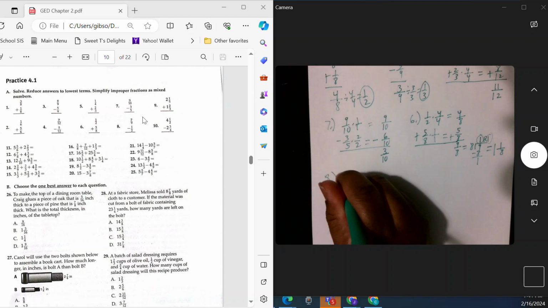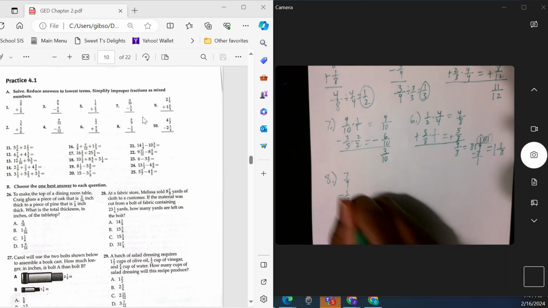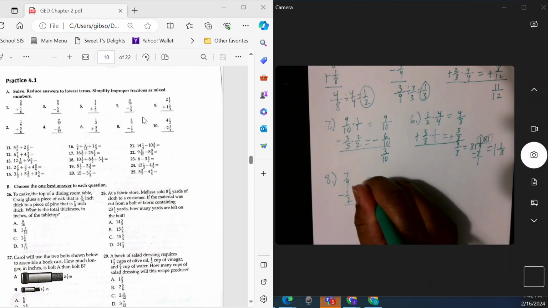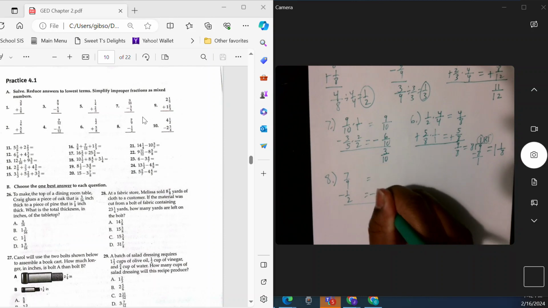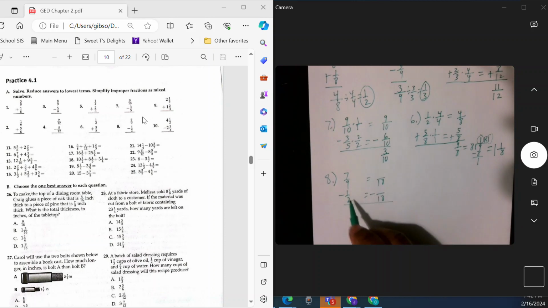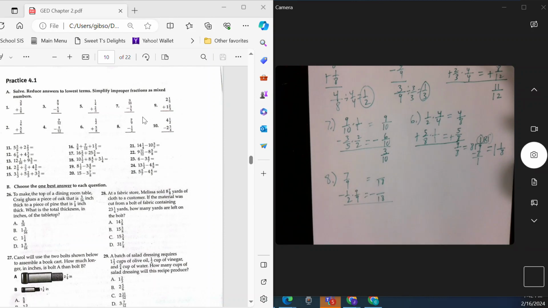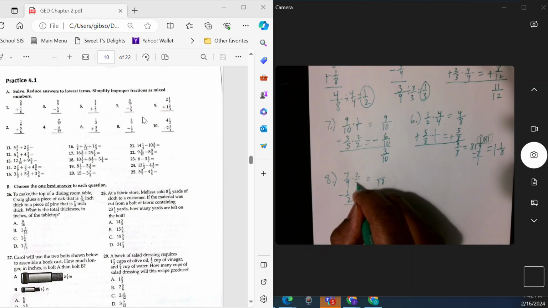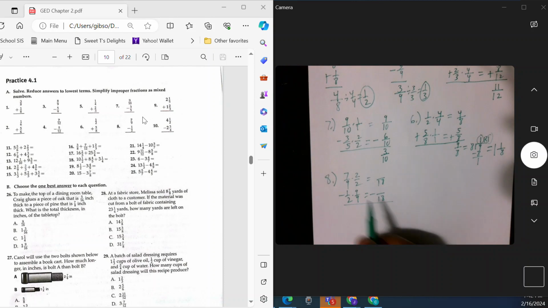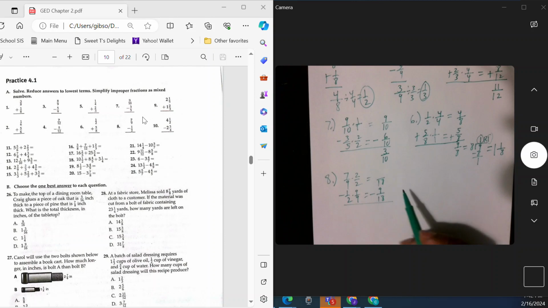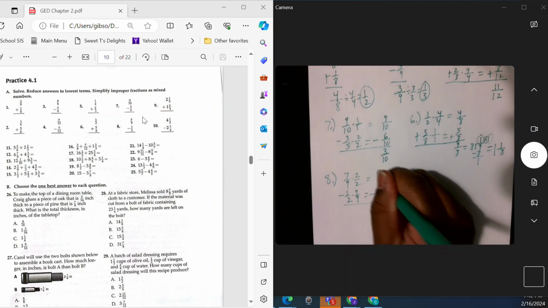Problem number 8, we have 7/9 minus 1/2. Common denominator of 2 and 9 would be 18. So we know 2 times 9 is 18, so we'll multiply this 1/2 by 9 over 9. And 9 times 2 is 18, so we'll multiply this fraction by 2 over 2. 2 times 9 is 18, 1 times 9 is 9. 9 times 2 is 18, and 7 times 2 is 14.